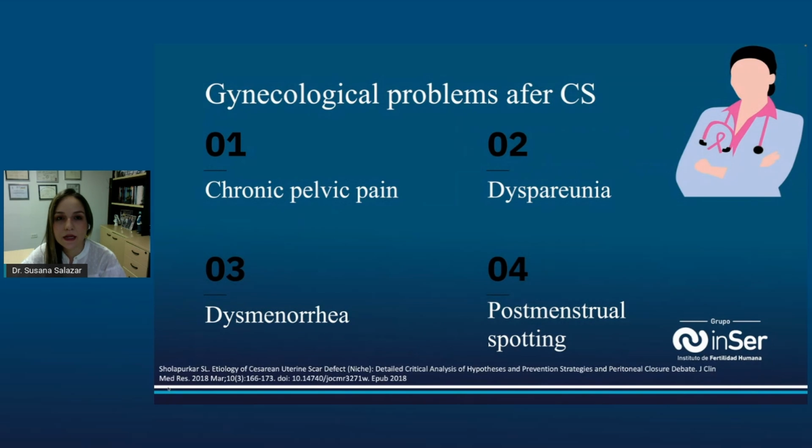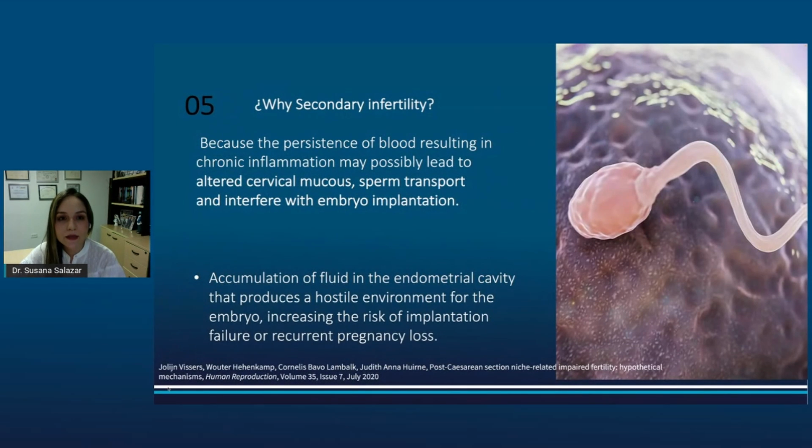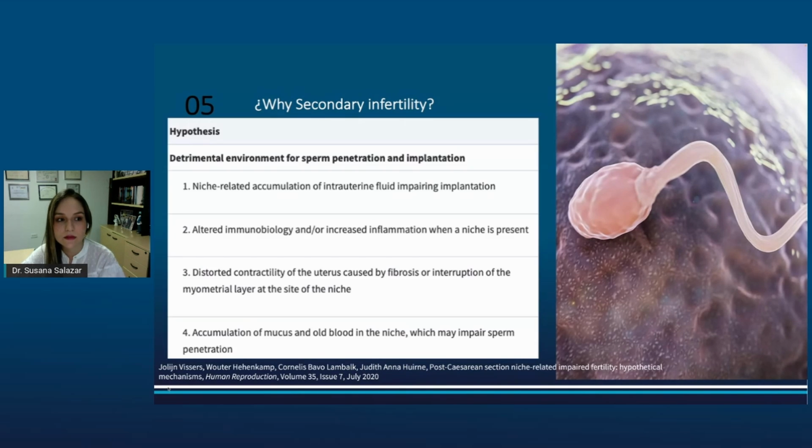There has been an increasing awareness of long-term gynecological problems after cesarean, like chronic pelvic pain, dyspareunia, dysmenorrhea, postmenstrual spotting, and even infertility. But why secondary infertility? Because the persistence of blood resulting in chronic inflammation may possibly lead to altered cervical mucus, sperm transport, and interfere with embryo implantation. Accumulation of fluid in the endometrial cavity produces a hostile environment for the embryo, increasing the risk of implantation failure or recurrent pregnancy loss.